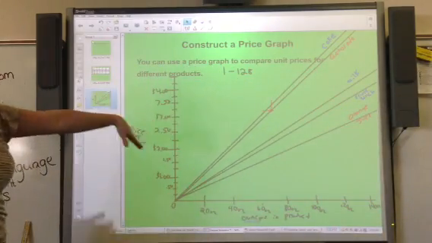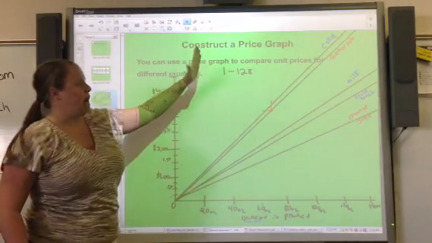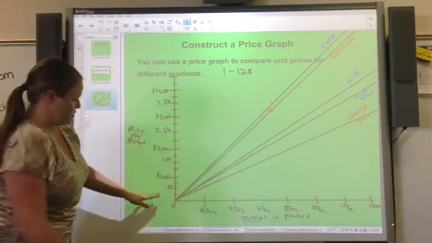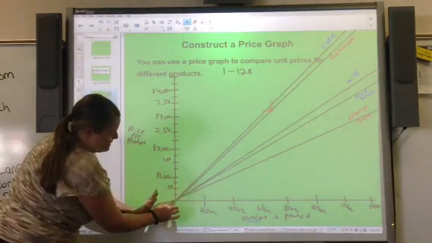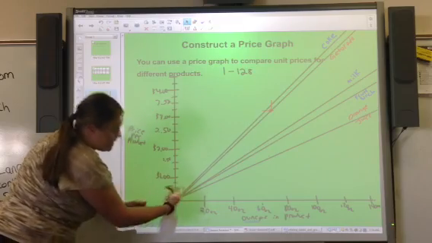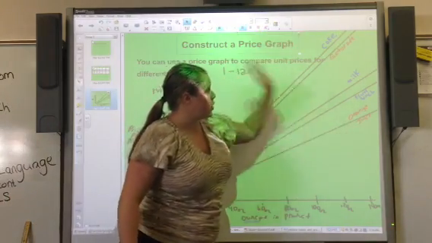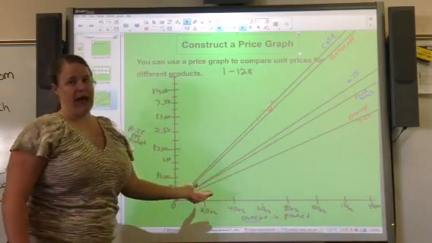So what I can see by looking at this graph, this price graph, is that the steeper the line, the more costly the product is per ounce. So you can see coming out of the origin, that line goes steeper and steeper, means that 0 mark or that 1 ounce mark is higher in price. So the Coke is the most expensive per ounce, and the orange juice is the least expensive per ounce.